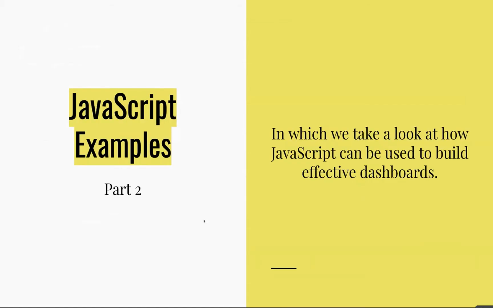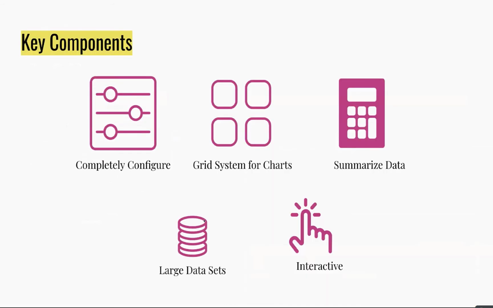So, JavaScript examples. We're going to take a look at how we can build them in JavaScript. The key components to JavaScript libraries that are great benefits, that I say are way better than FileMaker, is that we can completely configure any JavaScript library so that the chart can look and do anything we want it to do. We can fairly easily put together a bunch of separate charts into a nice looking grid using HTML's grid system that's out there.